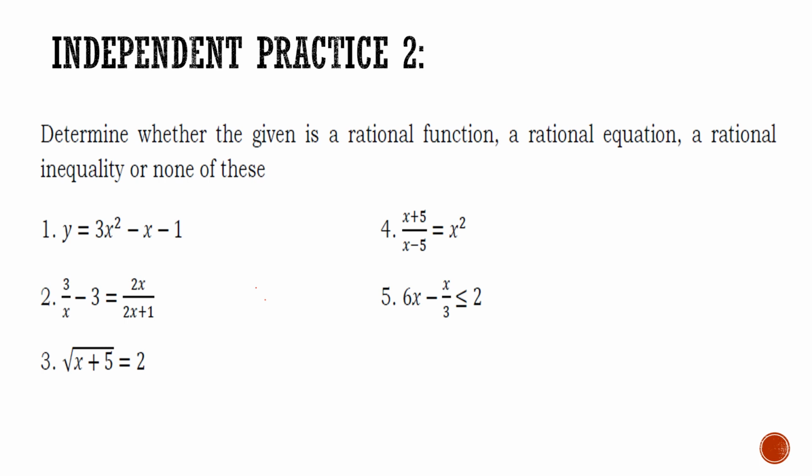Sagutan na rin po natin ng sabay yung independent practice number 2 po sa inyong module. So, ito po yung given. Determine whether the given is a rational function, a rational equation, or a rational inequality, or none of this. So, for number 1 po, we have y is equal to 3x squared minus x minus 1 po. And then number 2, so sagutan muna po pala natin si number 1. So ano po yung tingin nyo dyan? Rational function po ba yan? Rational equation or rational inequality or none of this po?